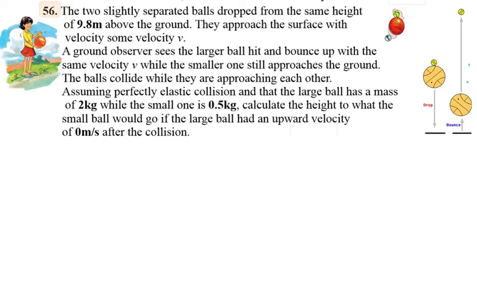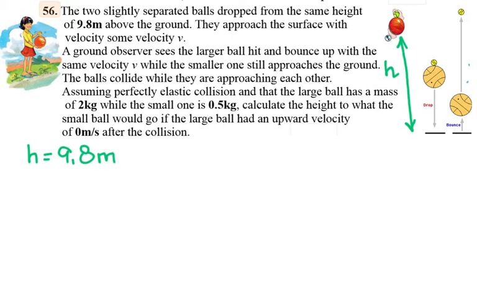Two slightly separated balls are dropped from some height of 9.8 meters above the ground. So the initial height of the balls is given, and I'm going to call it h. So h is given, and it is 9.8 meters above the ground.